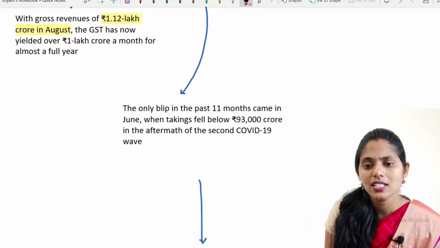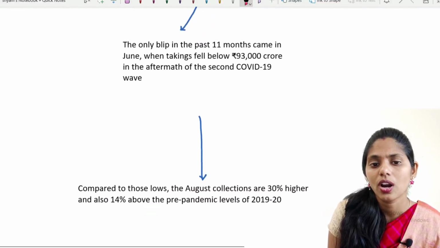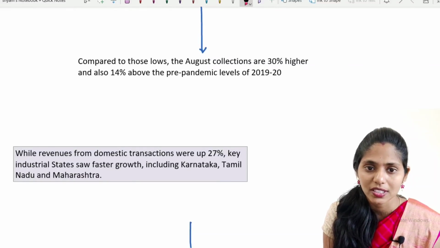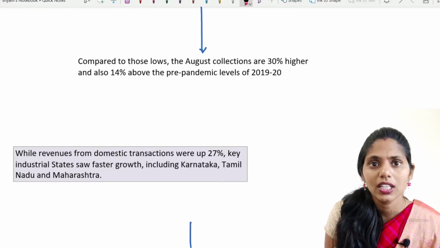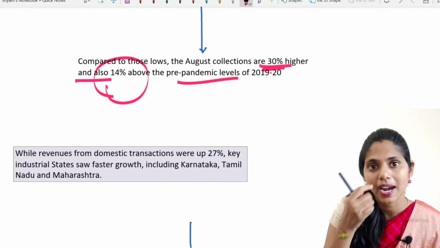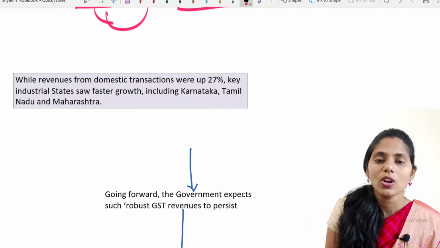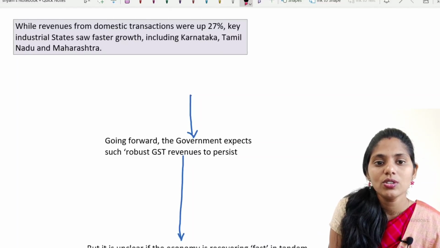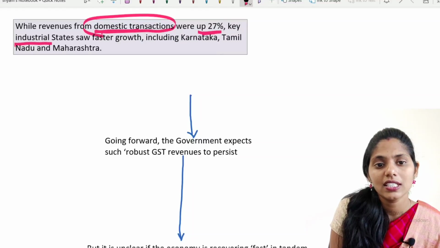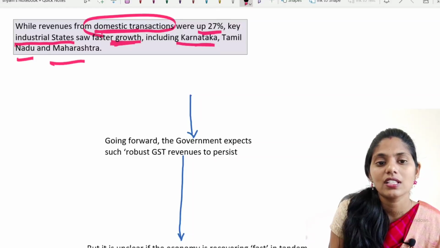Last year during COVID-19, it fell even below 93,000 crore. But from the last 1 year onwards, we are maintaining an average of 1 lakh crore rupees. The August collections are 30% more, and also 14% above the pre-pandemic levels of 2019-20. Some more data says that revenues from domestic transactions were up 27%, and key industrial states also saw faster growth, including Karnataka, Tamil Nadu, and Maharashtra.